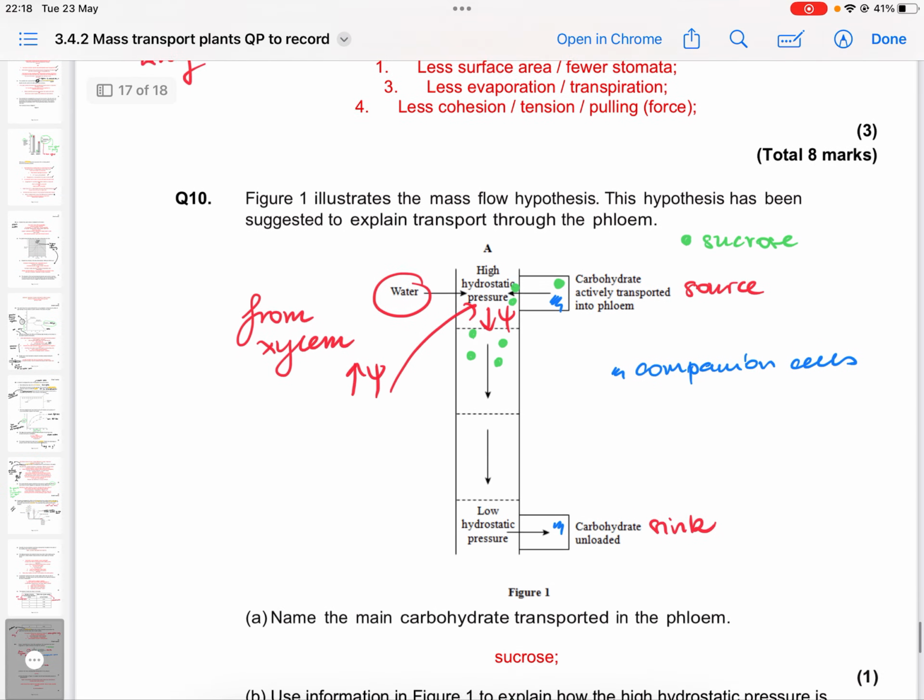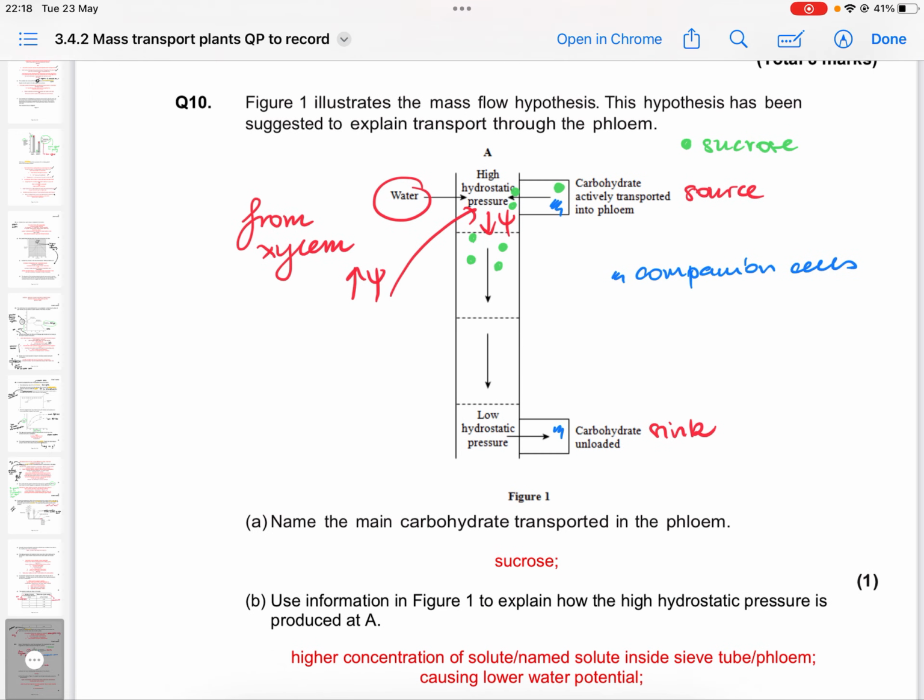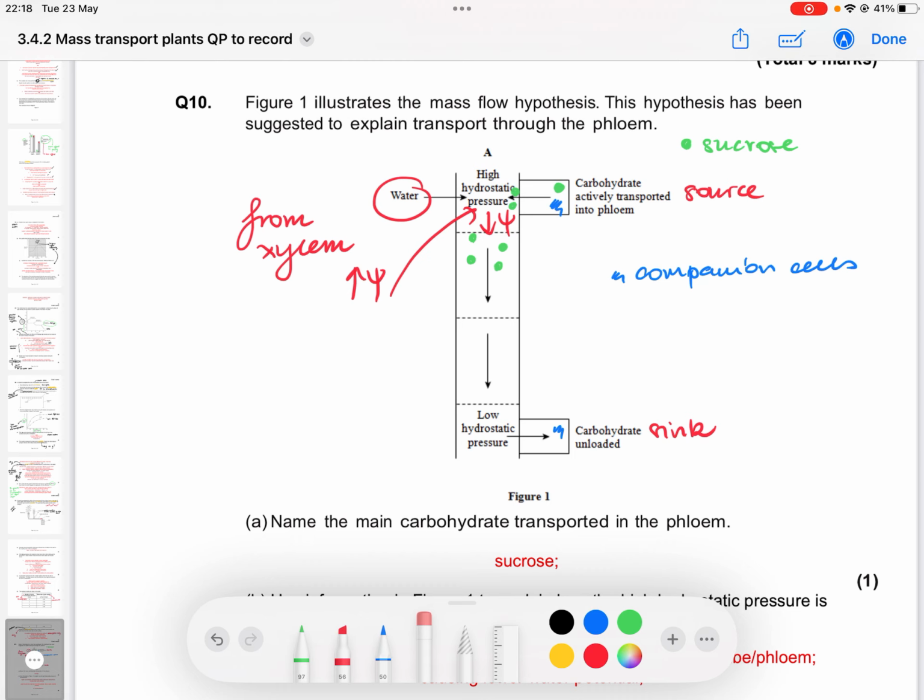Question 10, our final question in here, coming back to the movement of the sugars, movement of the sucrose in the phloem. Just to remind you, how does that work? Obviously, in the source, glucose has been produced in photosynthesis, converted into sucrose, which will now be actively transported from the source using companion cells into the phloem. Once we are in the phloem, the green one represents here the sucrose.